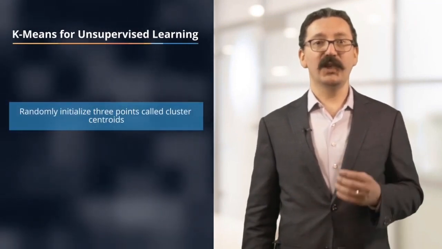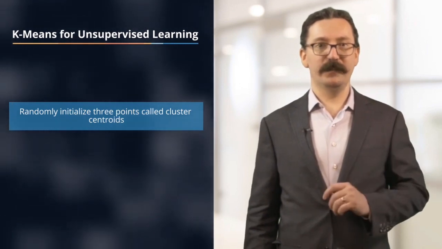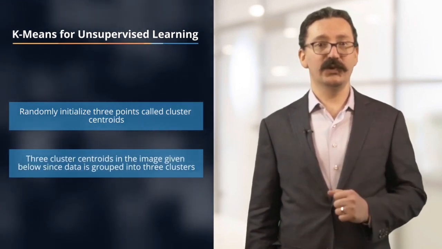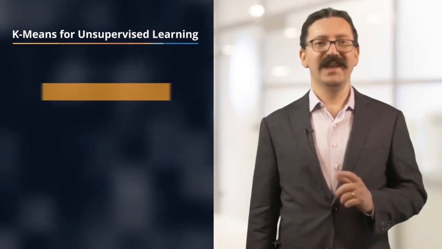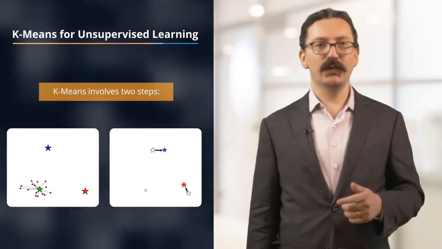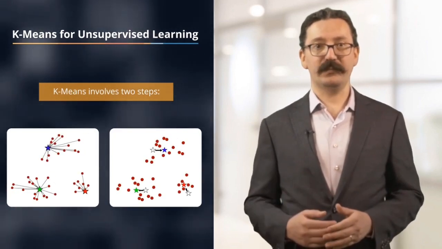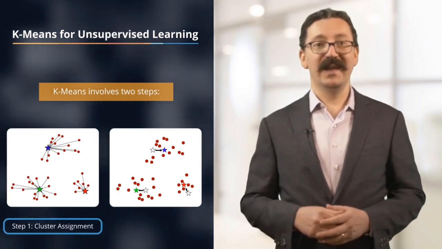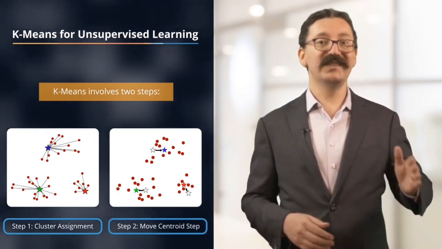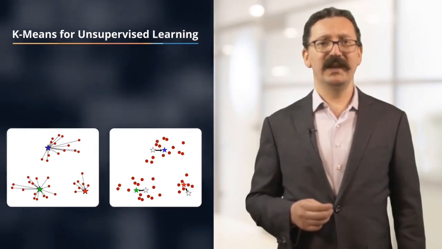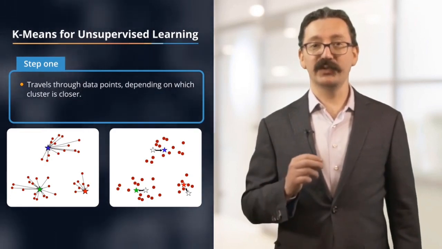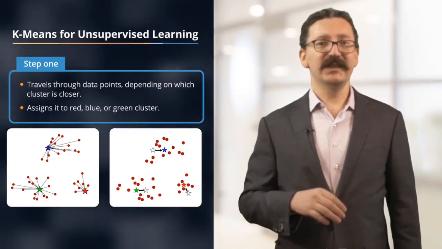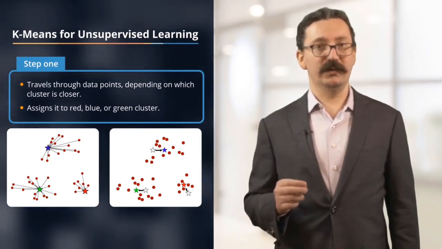To run a K-means algorithm, randomly initialize 3 points called the cluster centroids. There are 3 cluster centroids in the image shown here, as data is grouped into 3 clusters. K-means is an iterative algorithm and it involves 2 steps: cluster assignment and move centroid step. In cluster assignment, the algorithm travels through data points and, depending on which cluster is closer, it assigns each to the red, blue, or green cluster.